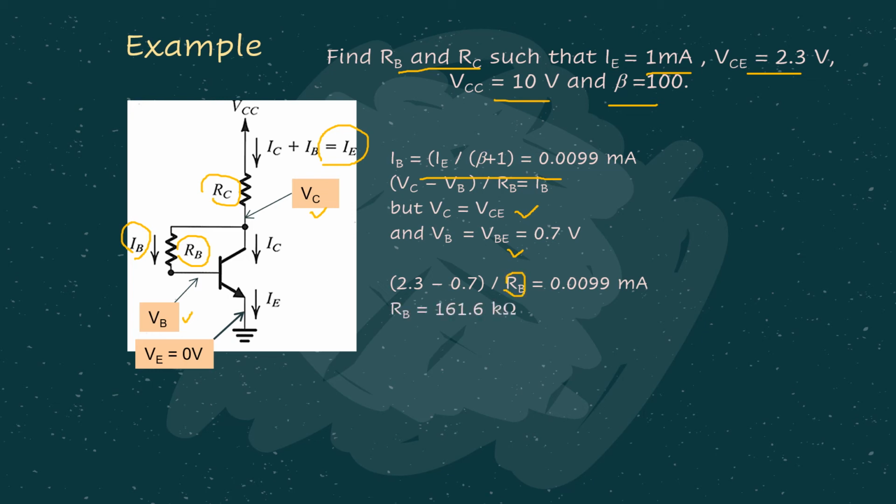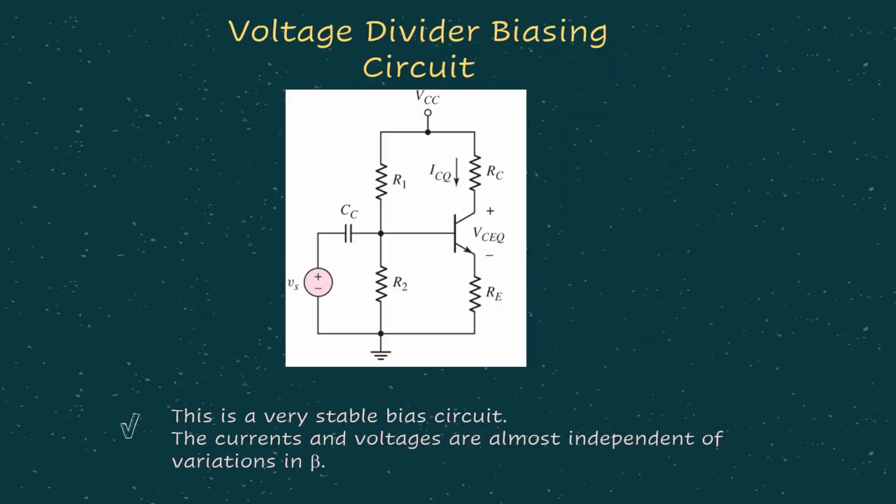Then later for RC, you can use the branch current equation for IE, because IE is flowing through the RC, remember? So IE is given as VCC minus VC divided by RC equals IE. From there, substitute accordingly, and we are supposed to get RC equals 7.7 kilo ohm.